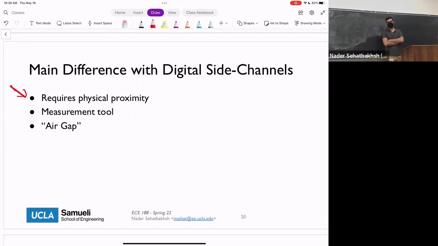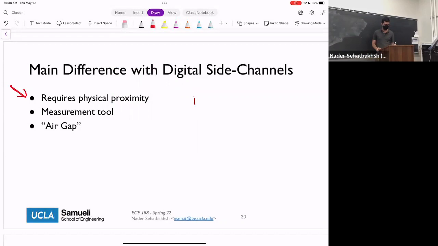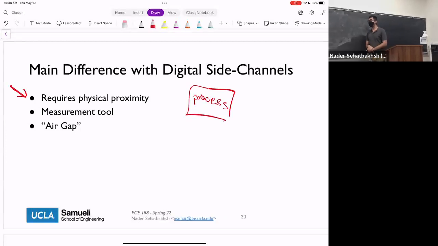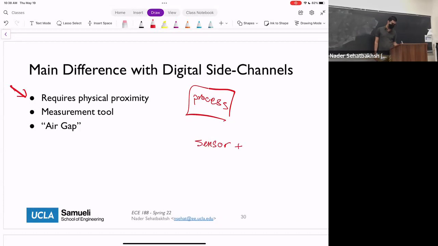And because of this, basically, the measurement tools or the setup for the physical attacks is different from the digital. For the digital, all you basically need is to create a process, right? So you need an adversarial process to get into the system. Versus for physical, what we need is actual equipment for measuring the signal. Depending on what you're measuring, since you're measuring an actual physical signal, you need sensors, right? And you need measurement equipment.